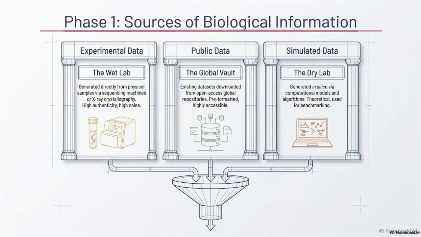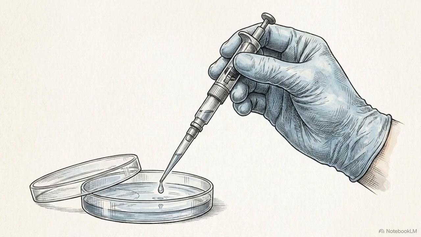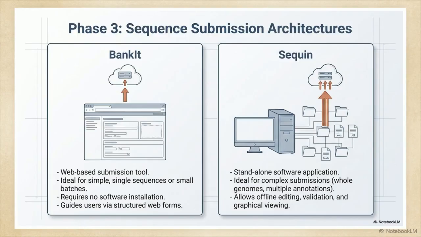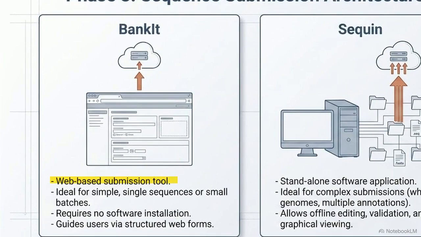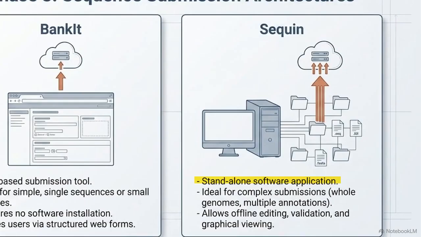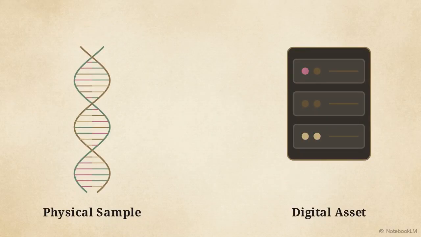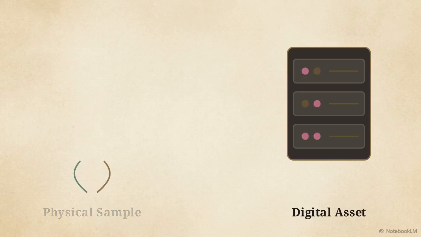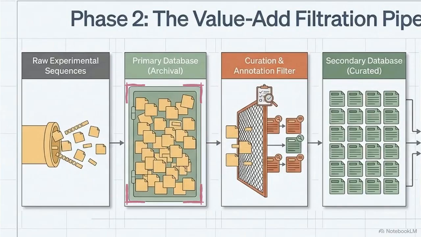Biological information originates from 3 primary pillars: physical wet labs, public open access vaults, and computational dry labs. The life cycle begins when a researcher extracts raw DNA from a physical organism in the lab. To move that sequence into the global system, the scientist must upload it using specific submission architectures, such as Bankit or Sequin. Bankit is a web-based tool for simple, single sequences, while Sequin is a standalone application designed for complex whole genome submissions. This submission phase effectively converts a perishable physical sample into a permanent digital asset ready for global review.